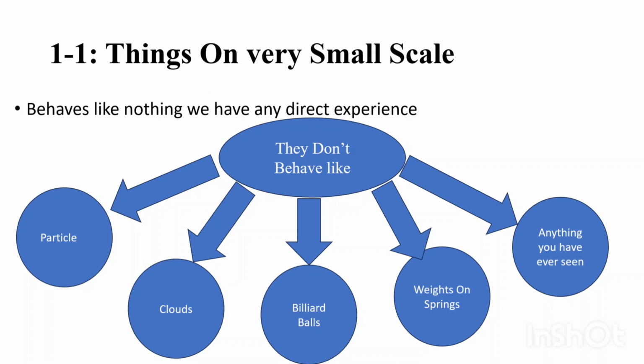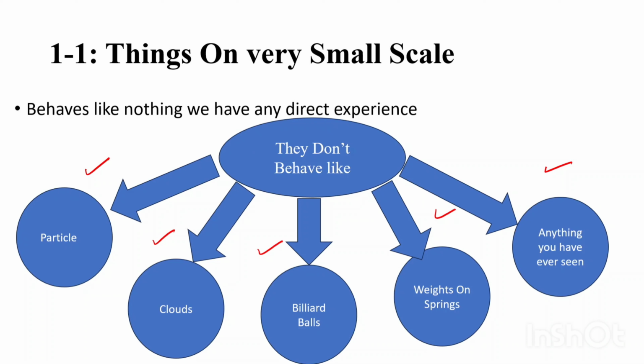Like we start with things on a very small scale. Whatever we think about the movements of small scale or life on small scale, nothing there behaves like anything we have any direct experience of. So we can say they don't behave like particles, clouds, billiard balls, weights on springs, or anything you have ever seen. So then the question is how they behave, and how we are going to learn about them.